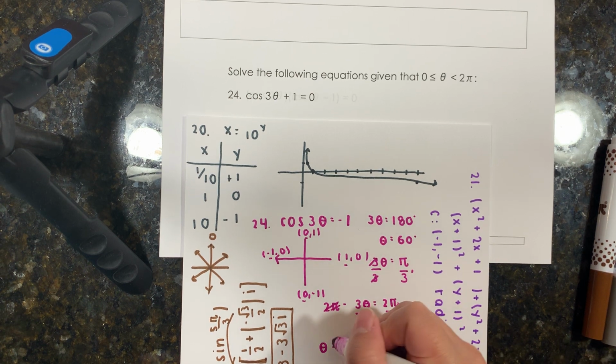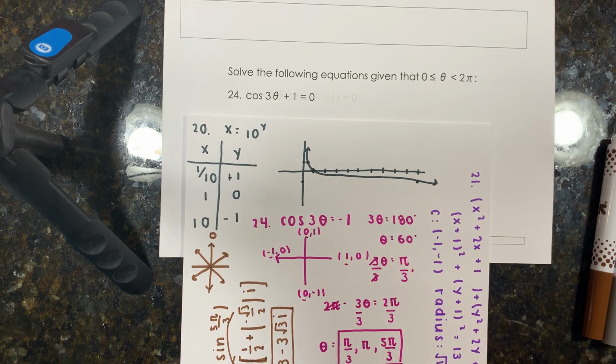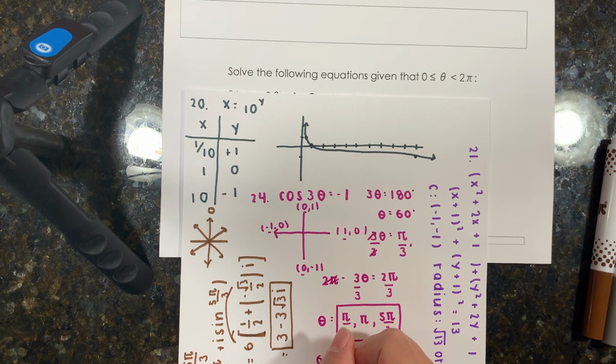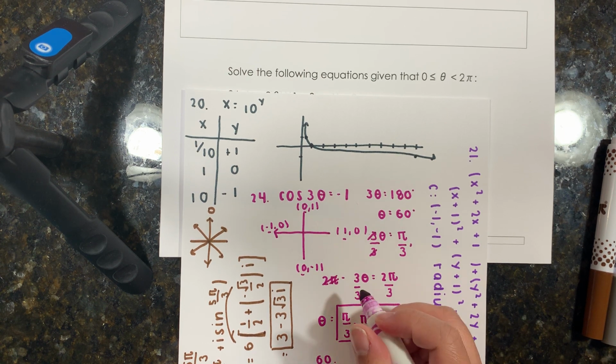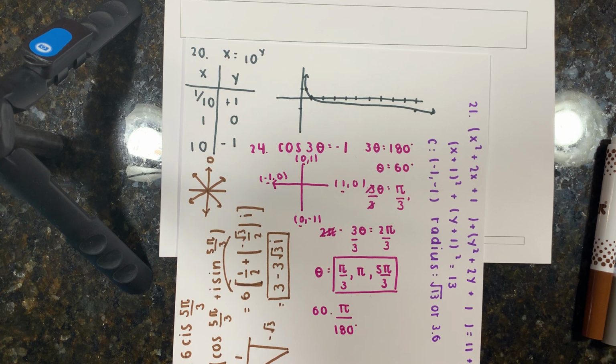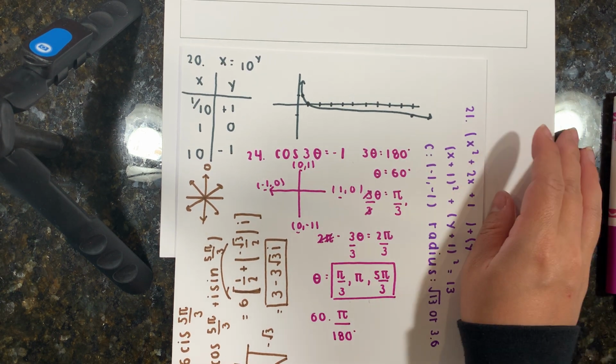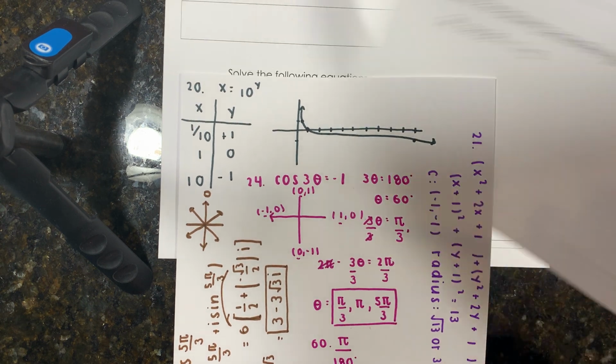Now, if you would have done this in degrees first, you would have had to then convert it into radians. So if I left it as just 60, I would have needed to multiply this by pi over 180. That's how you convert from degrees into radians. So you just multiply each one by pi over 180. That would have also worked for number 24.